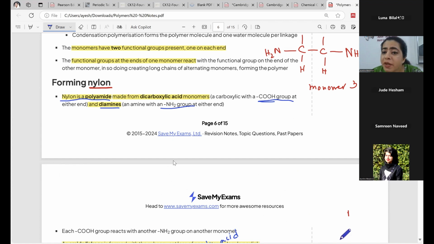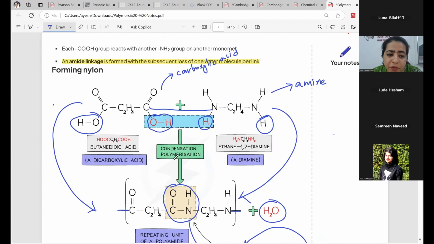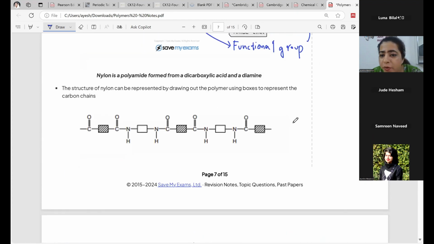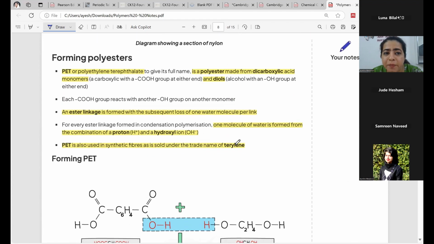Okay, let's take one more example. Then the things will be more clear to you. And then I will talk about this structure as well. Okay, we will come back to this one. Before that, let's go to another example, polyester.